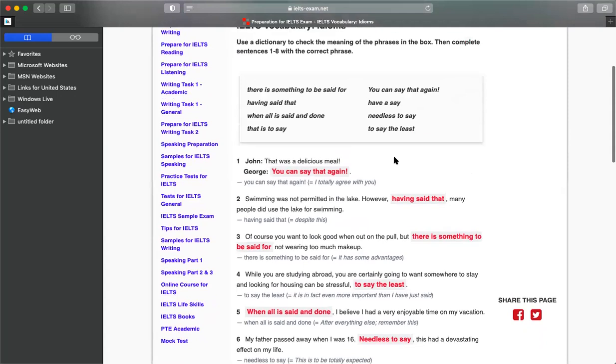For example, if I say, that was a delicious meal, and then you say, you can say that again, it means I agree. Why do we need idiomatic expressions? Native speakers use idiomatic expressions differently because they know these idioms by heart. They are native speakers. We use all these idioms.